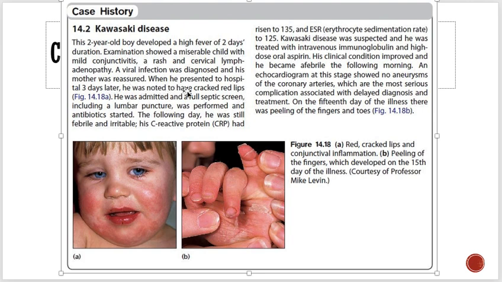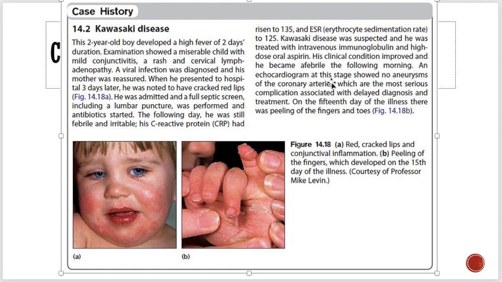He was noted to have cracked lips. He was admitted. A full septic screen, including a lumbar puncture, was performed and antibiotics started. The following day, he was still febrile and irritable. His C-reactive protein had risen to 135, ESR to 125. Kawasaki disease was suspected and he was treated with intravenous immunoglobulins and high-dose oral aspirin. His clinical condition improved and he became afebrile the following morning.